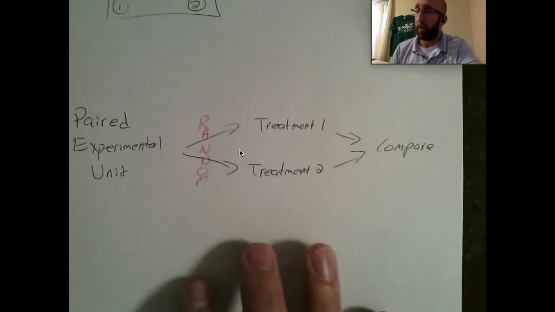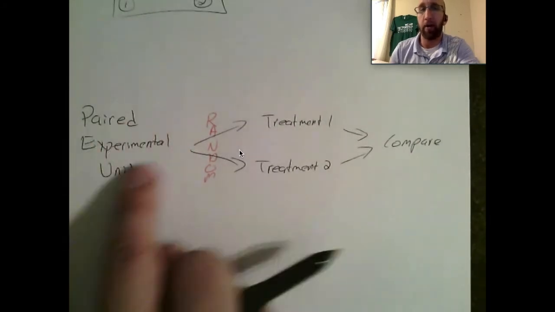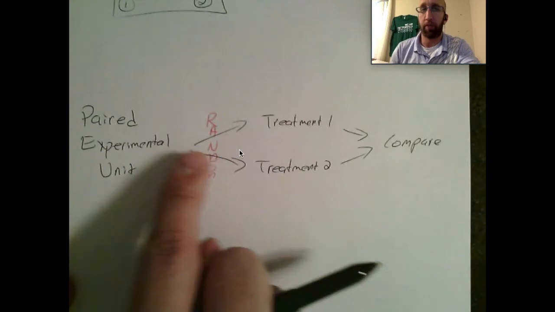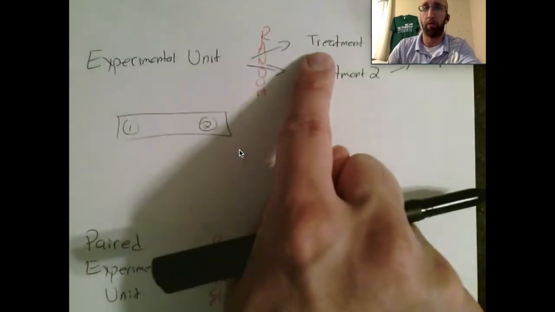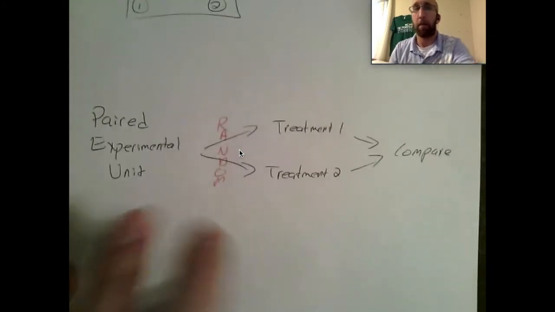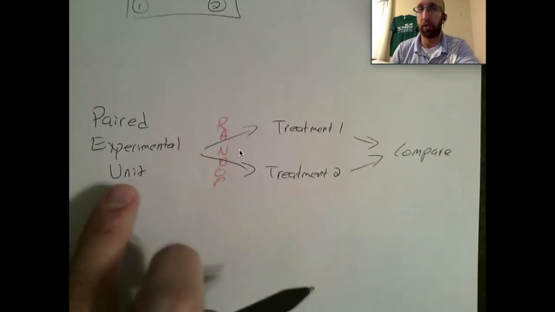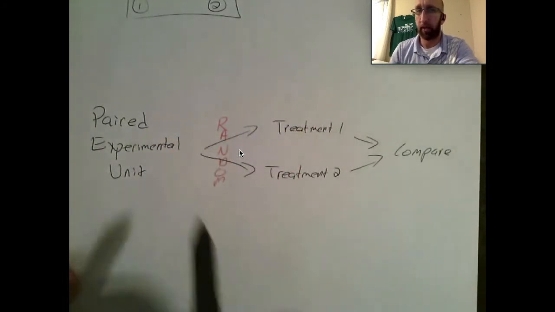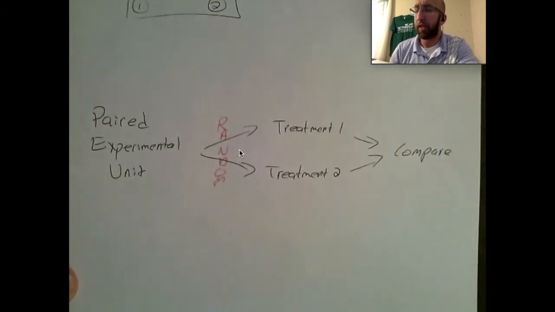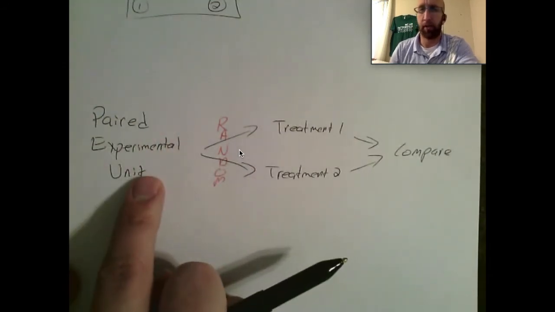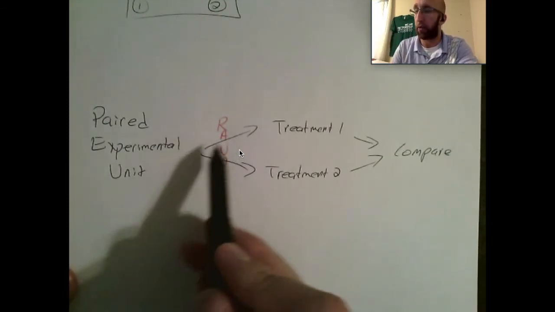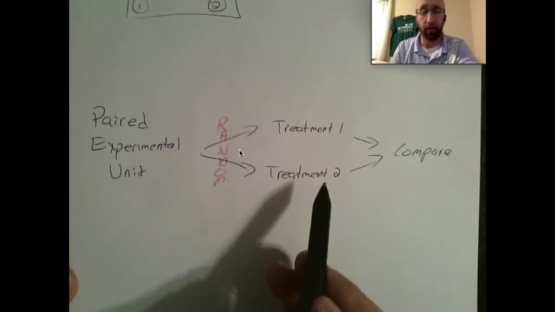Another way you can do a matched pairs design is you pair up your experimental units and randomly assign treatments. The first way was one experimental unit, both treatments. This is a pair of experimental units. One gets one treatment, the other gets the other, and you compare results. How this works is, if you're going to pair experimental units, you find two that are very, very similar, so you're okay with one getting one treatment and the other getting the other treatment.